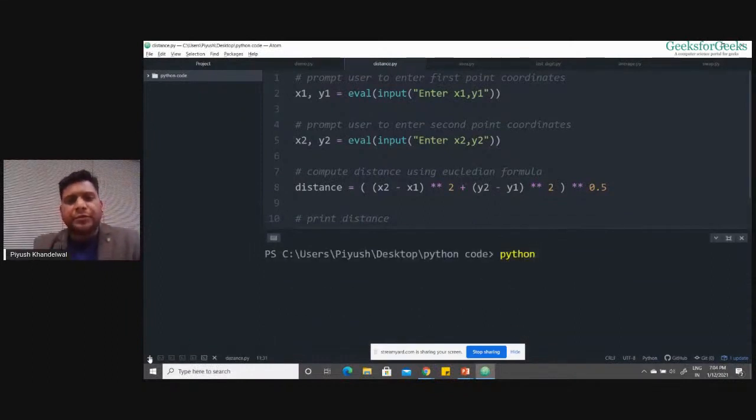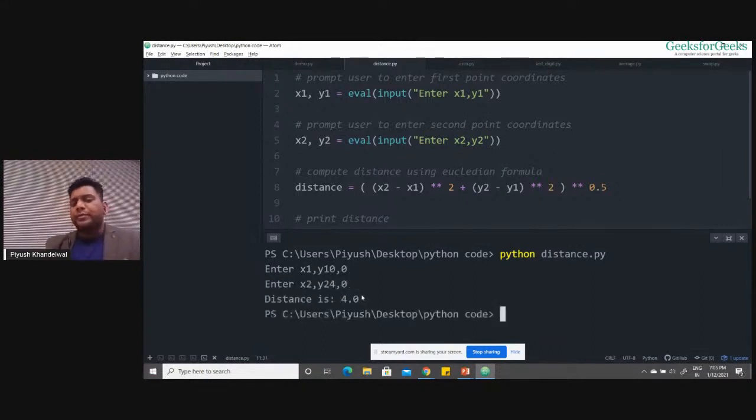Right, python, then name of the file is distance.py. Enter x1, y1. So that x1 y1 was 0 comma 0. So I'm giving 0 comma 0. x2 y2 was 4 comma 0, right? See, the distance is 4.0.